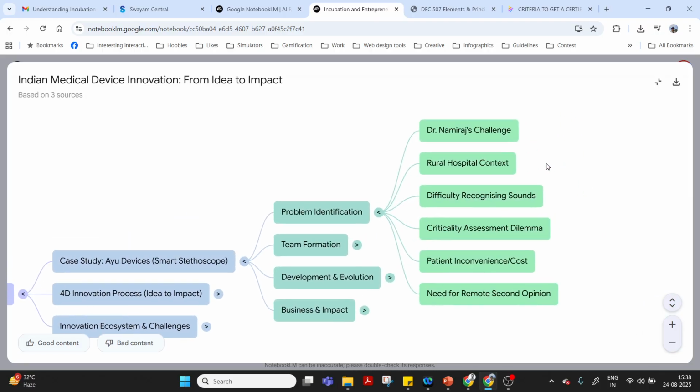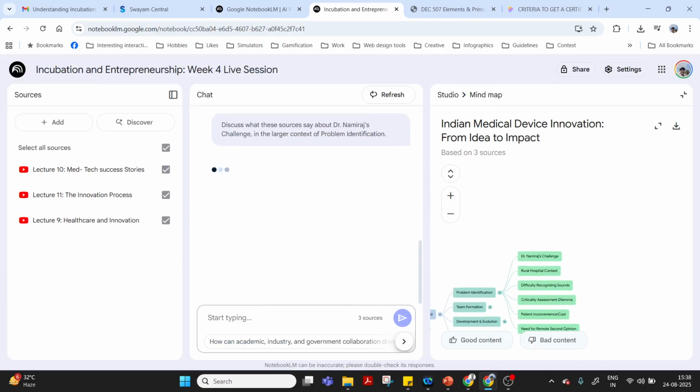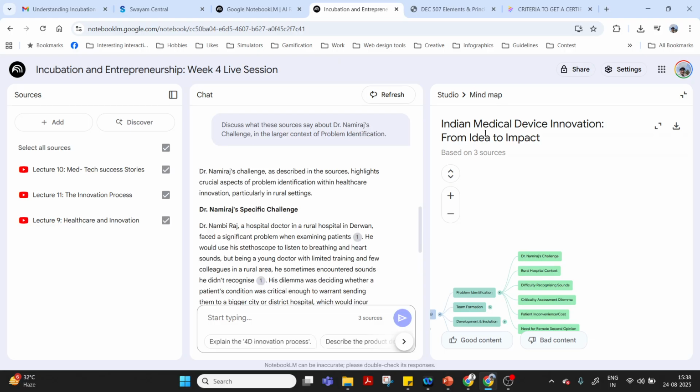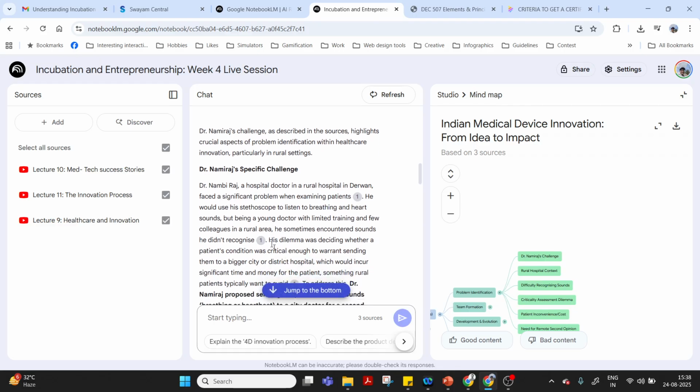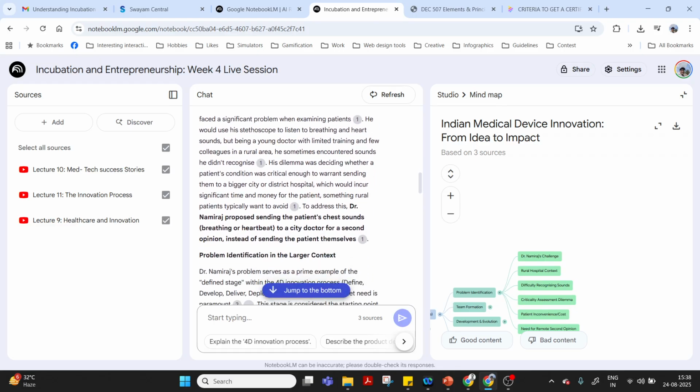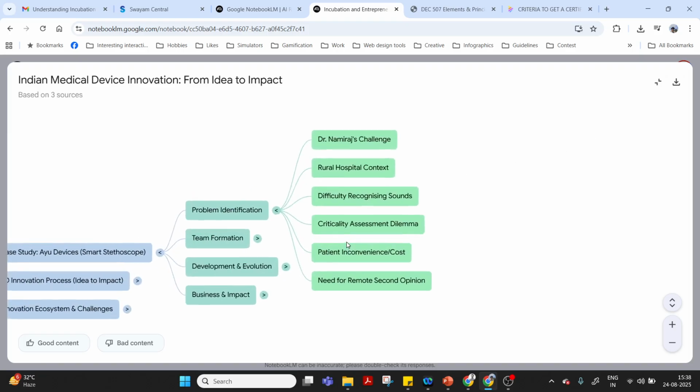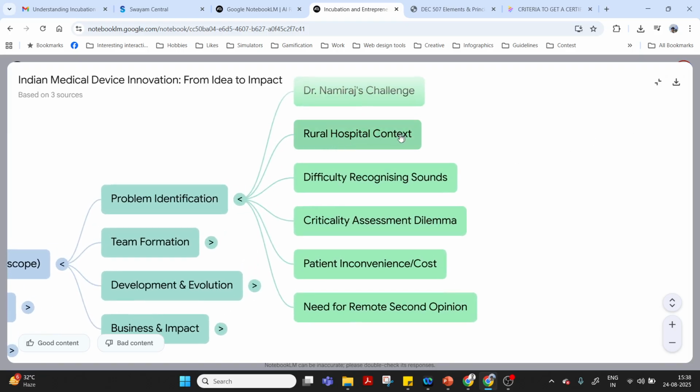The problem identification, if you recall, was about Dr. Nambiraj, who shared the fact that it was difficult to distinguish the sounds of the lungs from those of the heart. When he listened to the breathing and heart sounds, it was difficult to distinguish which one is coming from where, and that's where it started as a challenge. Then there is the context of the rural hospital, because it's very hard for a patient from a rural background to be immediately referred to a higher center because it costs a lot of money, lots of money, and those aspects.